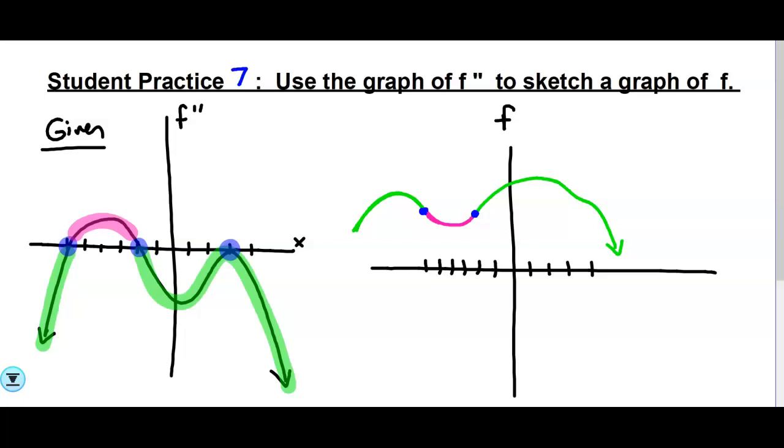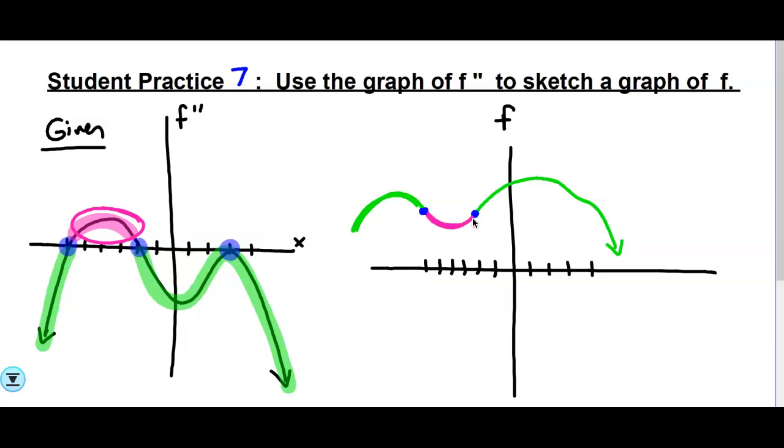All right, so to the left of negative 6, we have a green region here that is below the x-axis, which means that on that region, f double prime is negative, which means that f is concave down to the left of negative 6. To the right of negative 6, f double prime is above the x-axis, which means it's greater than 0, which means that f is concave up. And that's going to happen until we get to negative 2. So in between negative 6 and negative 2, we have a concave up graph.